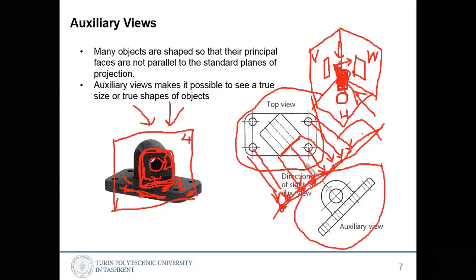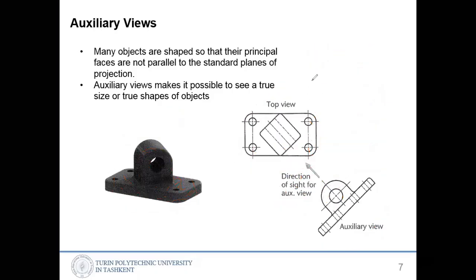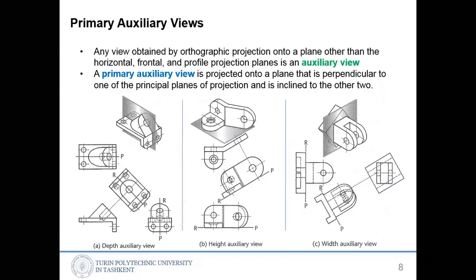In this auxiliary view, this side is like in reality, so we are looking normally to this side. So that means in order to have this one, we need to have an auxiliary view or auxiliary plane. So we use this information. Okay, so there are types of this.